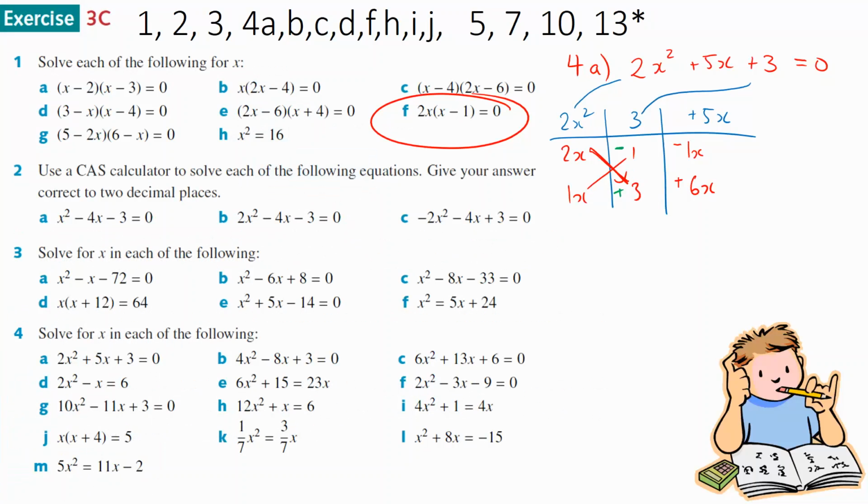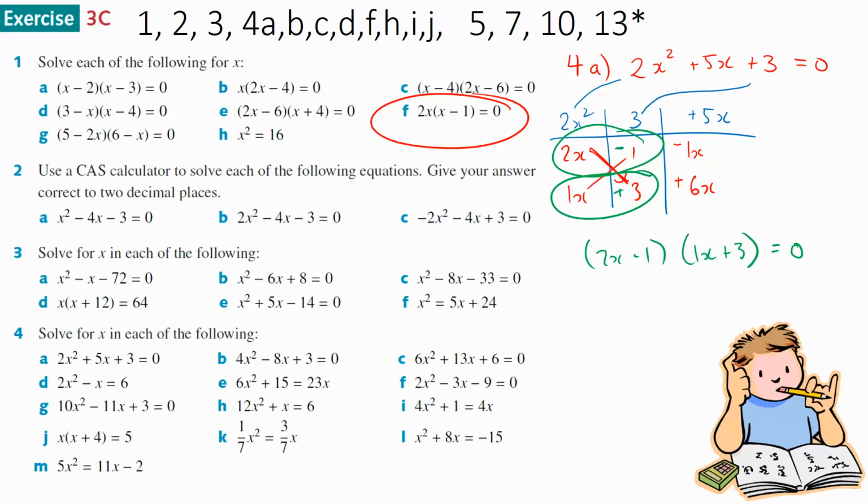So in that case, what's my answer? It's 2x minus 1 and 1x plus 3. Okay, now I haven't answered the question. It wasn't about factorizing. The aim was to get to the magic boxes.